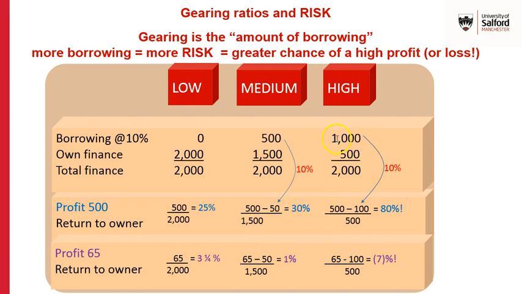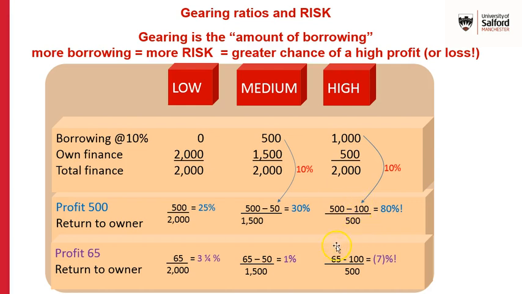And then with the high level of gearing, you've borrowed 1,000 at 10%, so you've got an interest rate bill of 100. You've earned a profit of 500 there, and so it's 500 minus 100. The 400 is yours, and that divided by the 500 you've put in comes to an 80% return. Right, so that's a very high return. So in good times, it's definitely a good idea to have high borrowing, and you will maximize your profits.